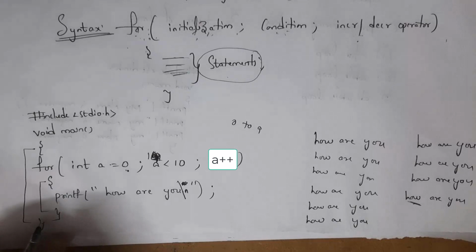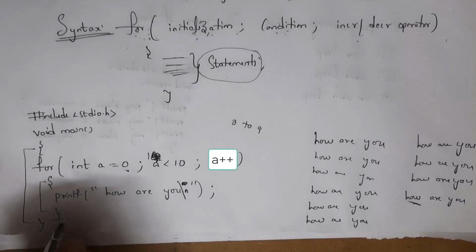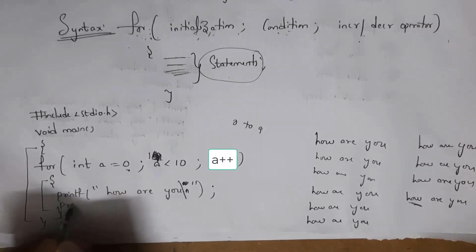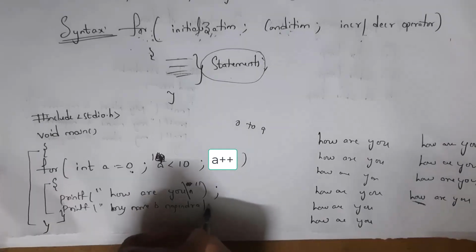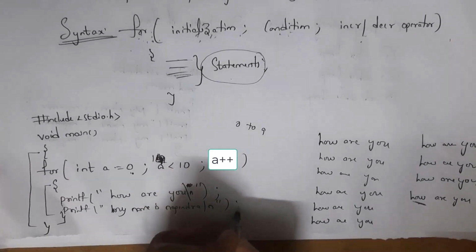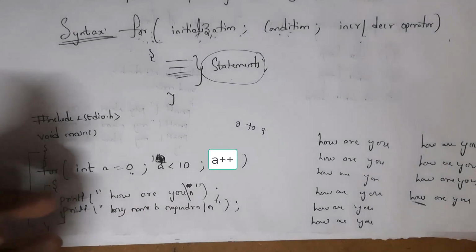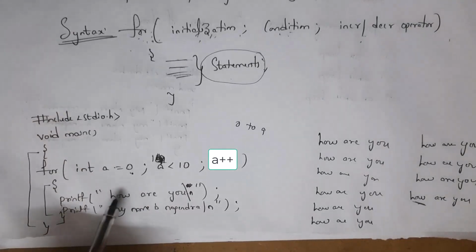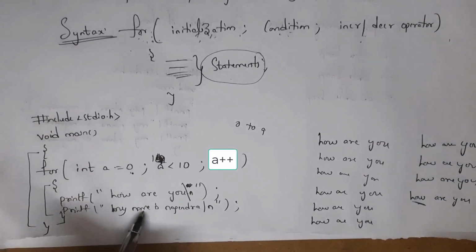For example, if you want to print multiple statements like how are you, I am Nagendra, write here printf my name is Nagendra \n, double quotations, close bracket, semicolon. Whenever you execute this program, then how are you and Nagendra both will be printed 10 times. This is a C program for loop.